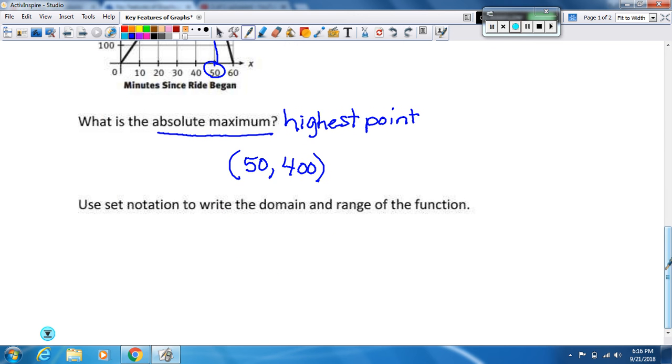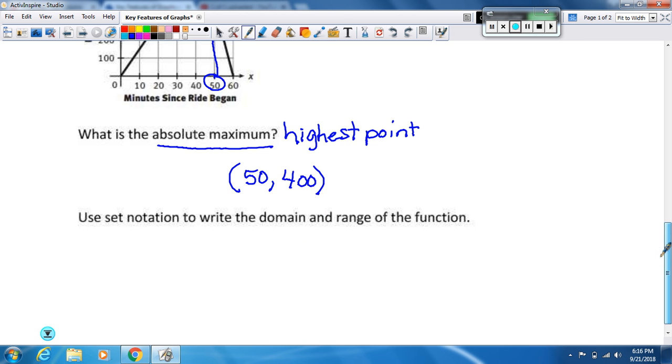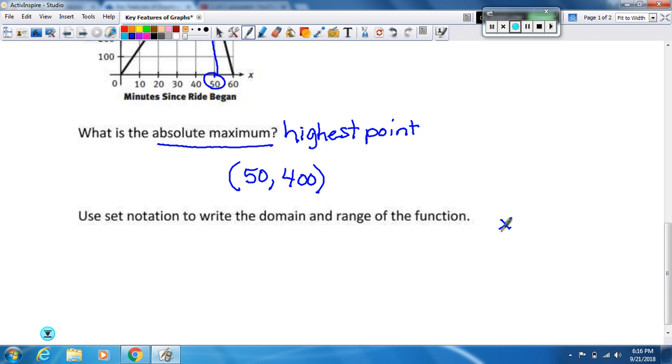Use set notation to write the domain and range of the function. So it's talking about this function in the graph. Domain and range, if you think of your XY table, domain and range is like going to the doctor. So the domain is the x-axis. For set notation, you have to have brackets. You have to tell that domain is x, and the bar means such that. That's just defining x.